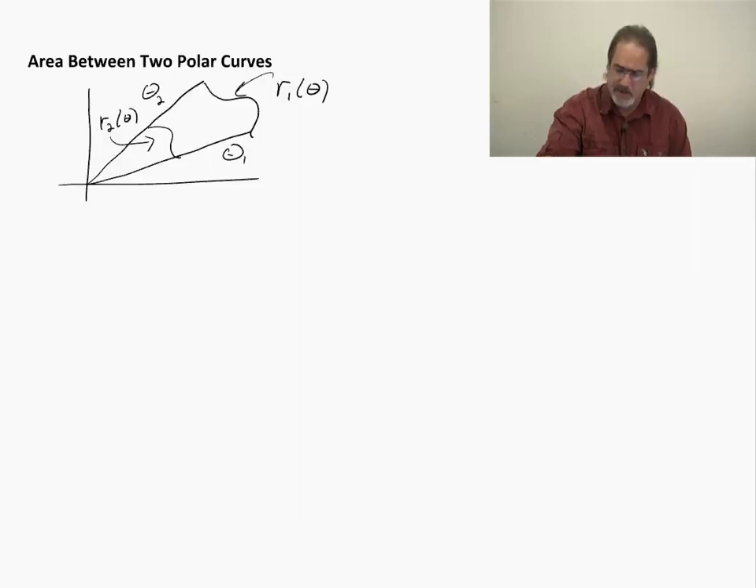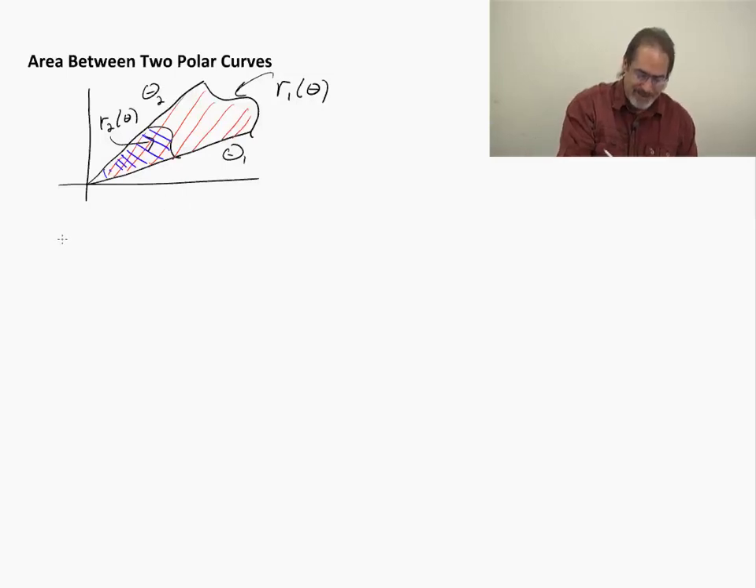Because if I integrate from theta 1 to theta 2, 1/2 of R1 squared of theta, that will give me all of this area here. But it's too much. And how much too much is it? It's the area from theta 1 to theta 2 under R2 of theta. This. So if I simply set those up and subtract the two, I'll get the piece that I want.